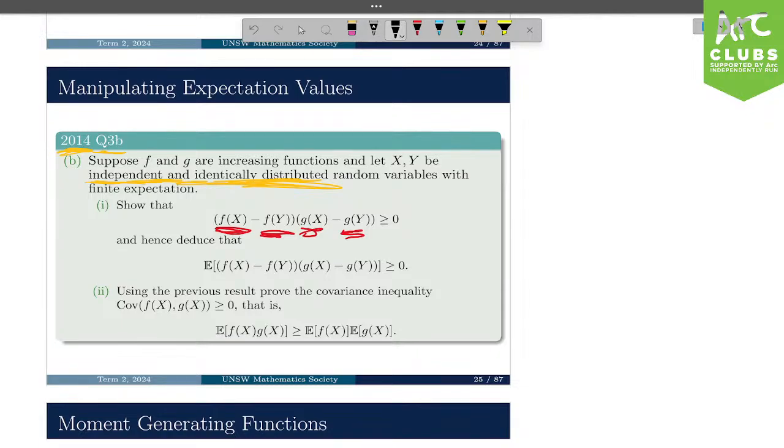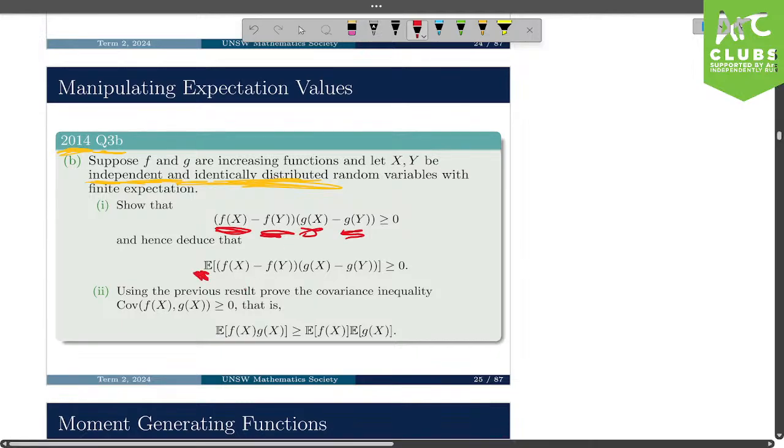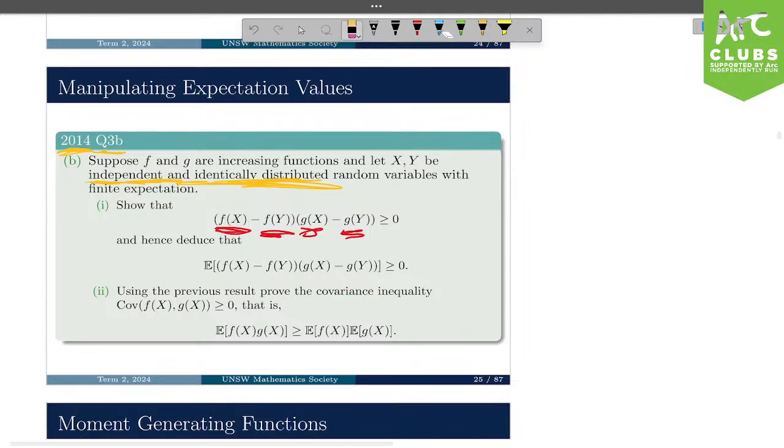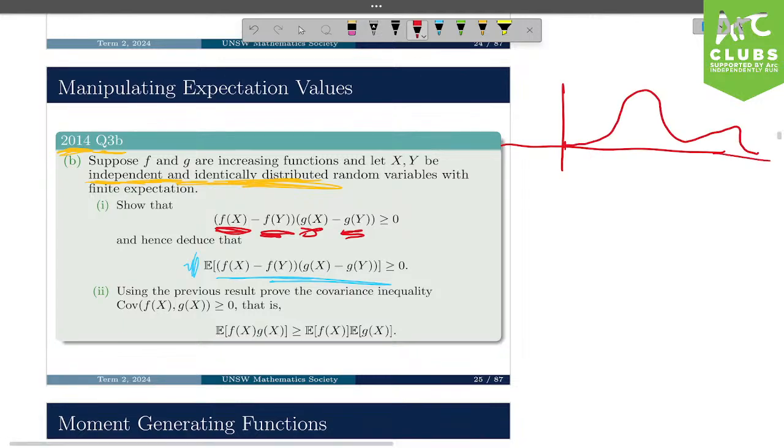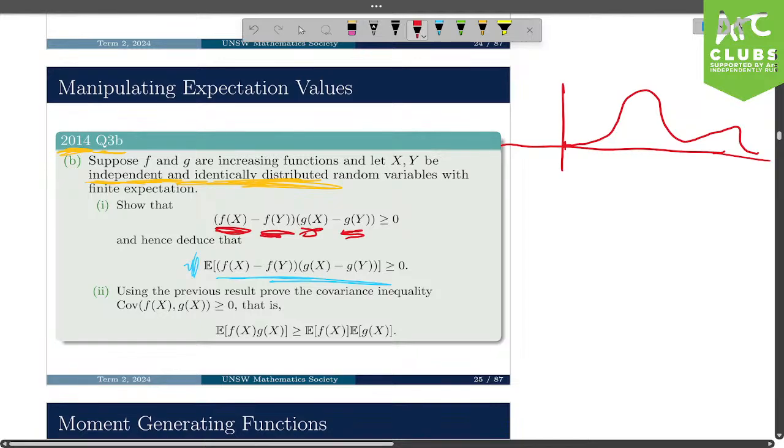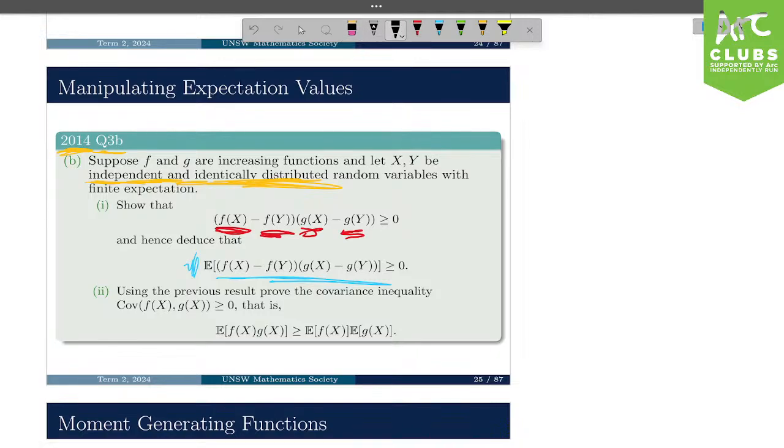Okay, and then from this, we have to deduce that the expectation value of that expression is greater than or equal to 0. Well, at least the deducing bit is kind of obvious. If we have the expectation value of a strictly positive random variable, that's always going to be positive, right? So if I draw out a little diagram, with some random variable which is always positive, that expectation value is always going to be positive. Okay? So after we figure out that this expression is greater than 0, then we automatically get that the expectation value is greater than 0.